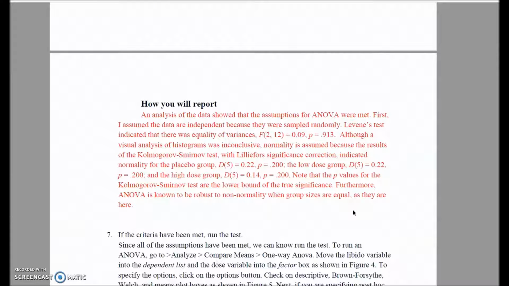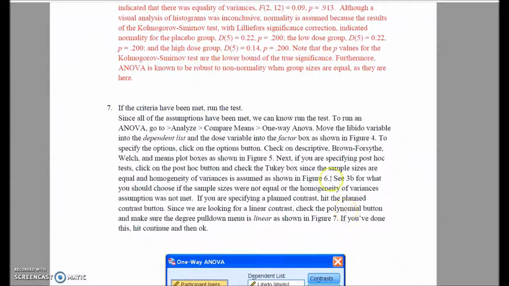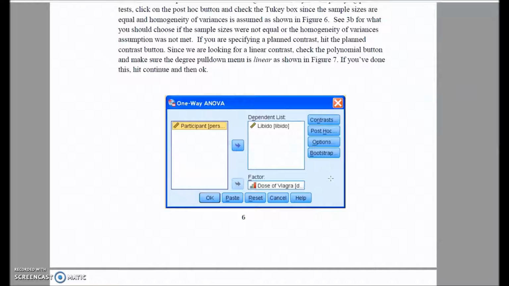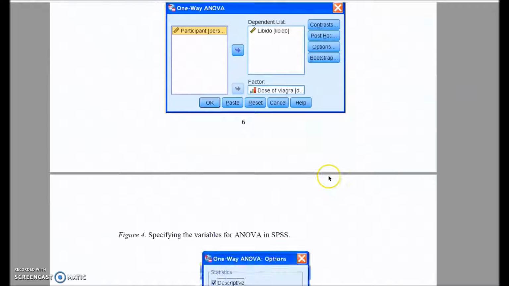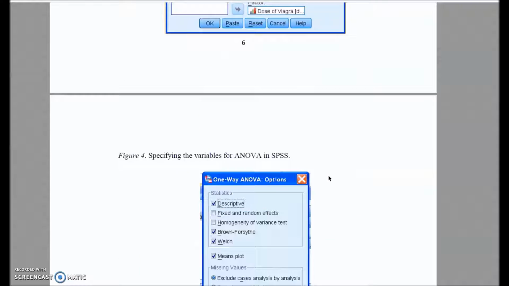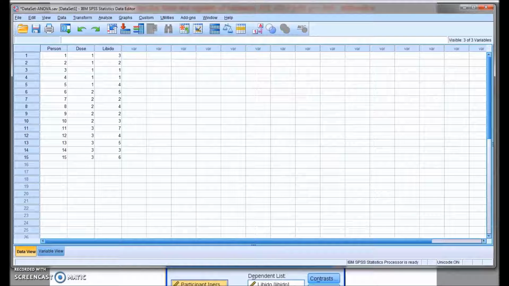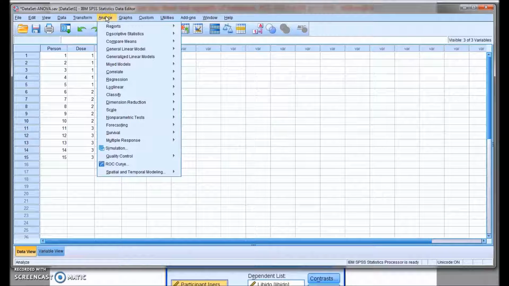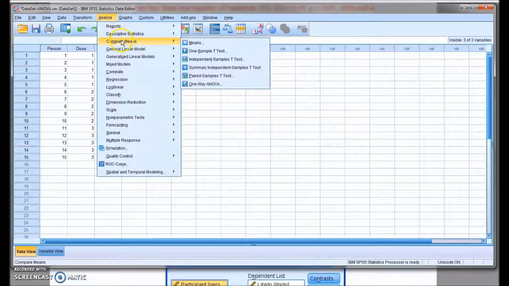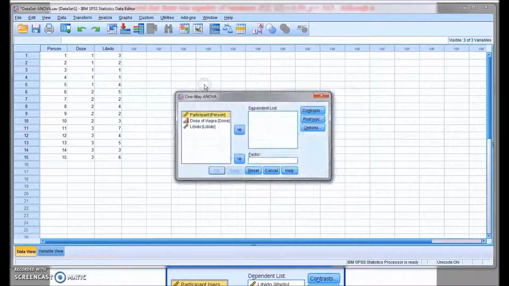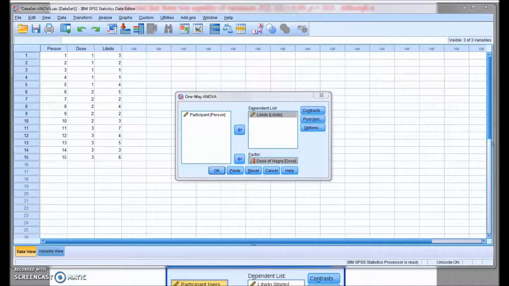So now that all the assumptions have been met, and our report for the assumptions is done, we are now actually going to run the one-way ANOVA. As you're going to see, I actually have some of the images from SPSS if you want to run it and see it. But let us first run the one-way ANOVA. I go back to my SPSS. I do Analyze, Compare Means, and One-Way ANOVA. My dependent is my libido. My factor is the dose of Viagra. So I put that over there.